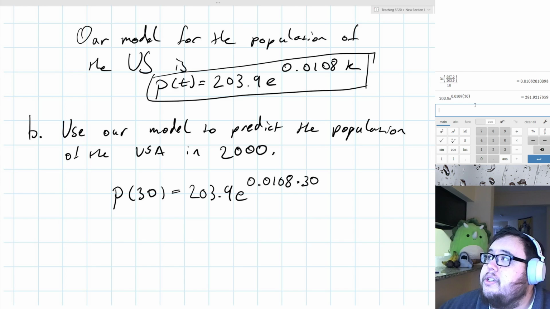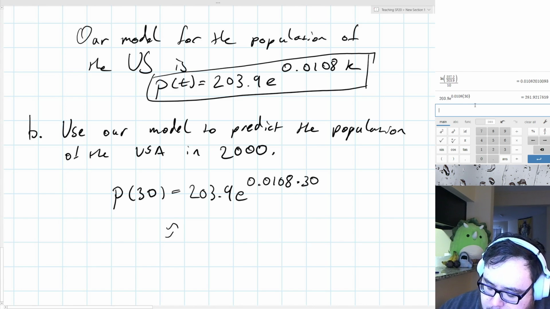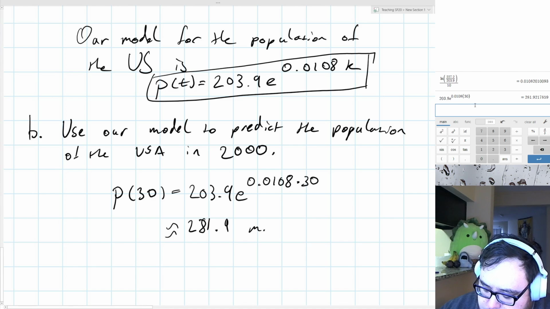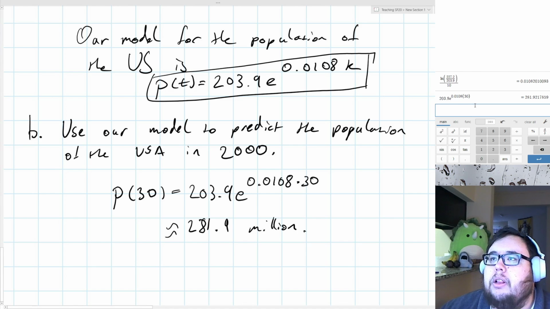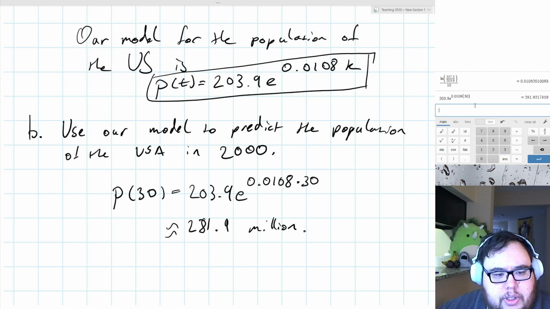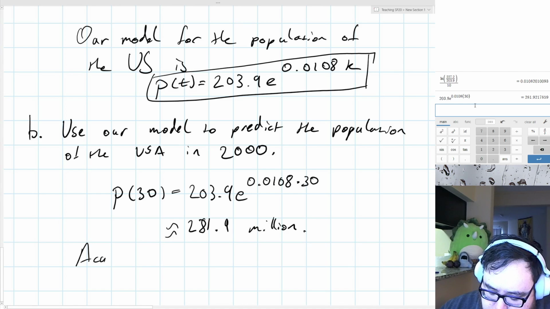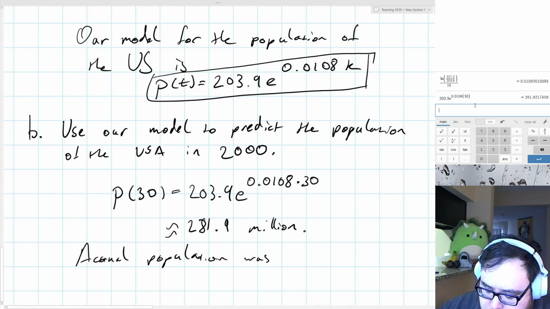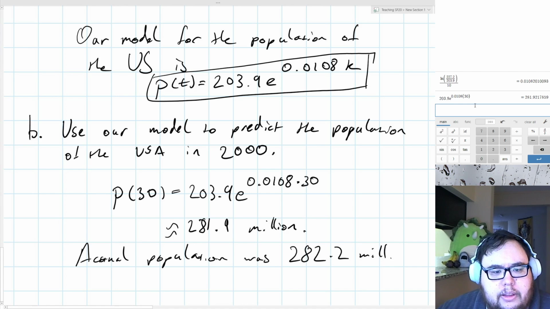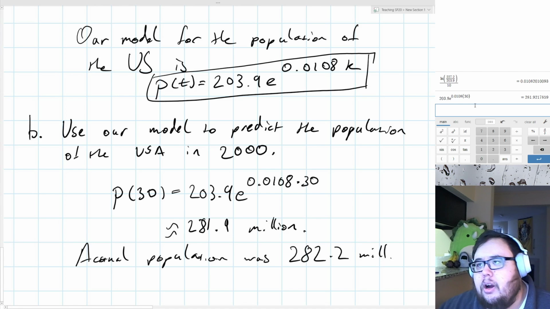And our calculator gives us approximately 281.9 million as our population. Incidentally, this model is in millions, by the way. The actual population of the United States in 2000 was 282.2 million. So that's not too bad. For this relatively close date, right?